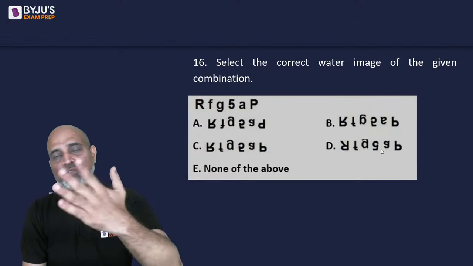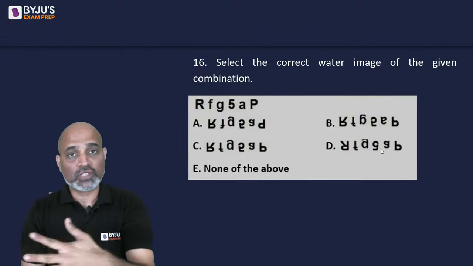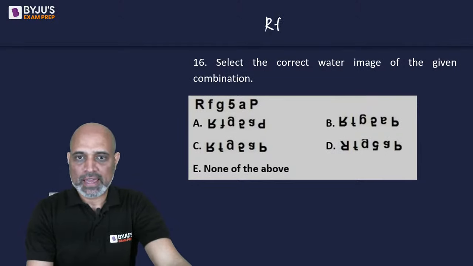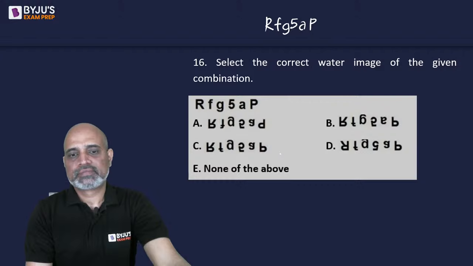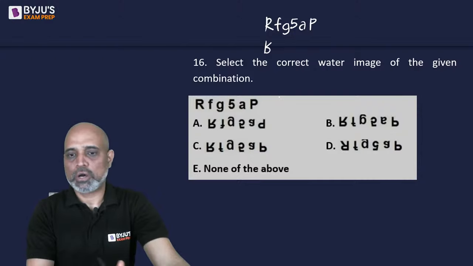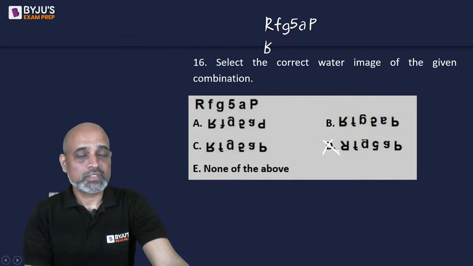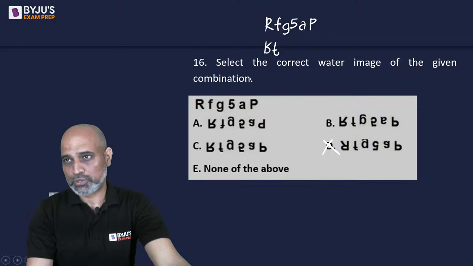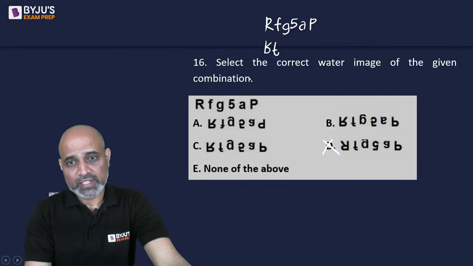We need to find the correct water image. Water image, as in the water is going to lie on the ground. Water is not on the left or right. So we have got R, F, G, 5, A, P. So the mirror image of R is going to look like this. Options check कर लो. Then the mirror image of F is going to look like this, which is going to look like a T, right?